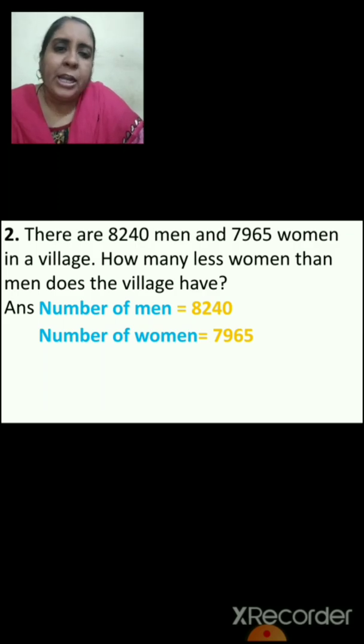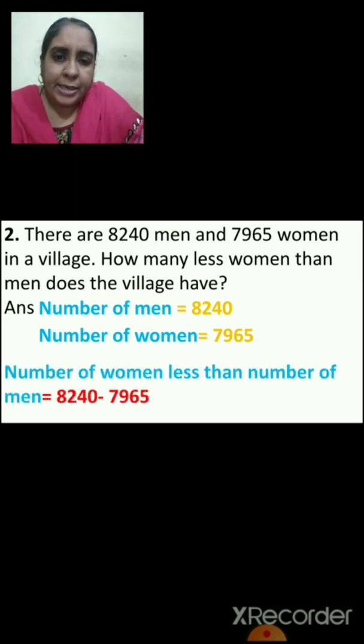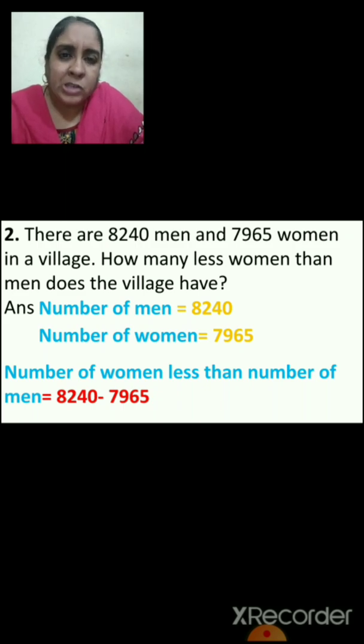7965. And if you see the number of men and women, who is more in this village? Yes, the number of men is more in this village than the women. So we have to find how much more it is. Okay. So what will be your third statement? Yes, number of women less than number of men. So we have to find how much it is less than the number of men.